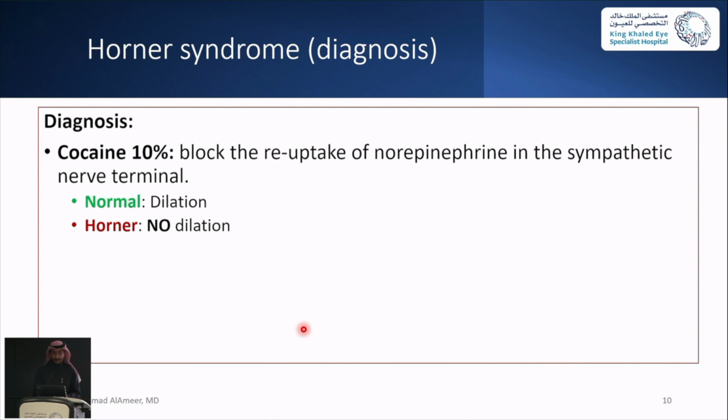It's cocaine 10%. It blocks the reuptake of the norepinephrine at the sympathetic nerve terminal. And because there is no norepinephrine in patients with Horner syndrome, you will see nothing. But normally, if you apply cocaine to any normal patient, the pupil dilates. Okay?